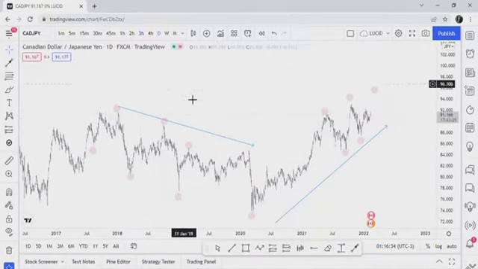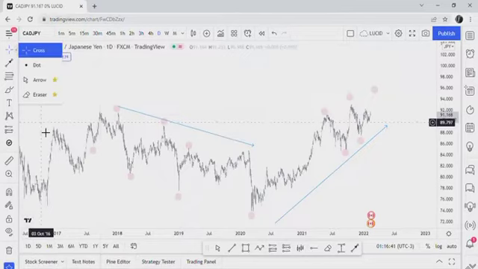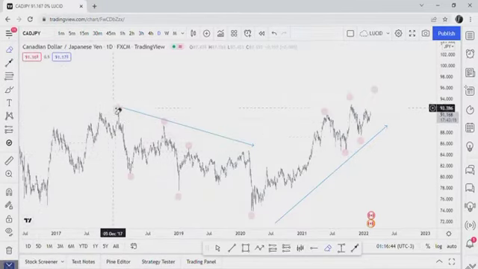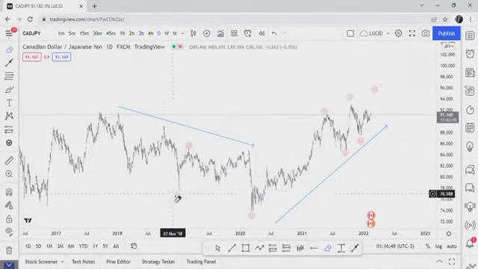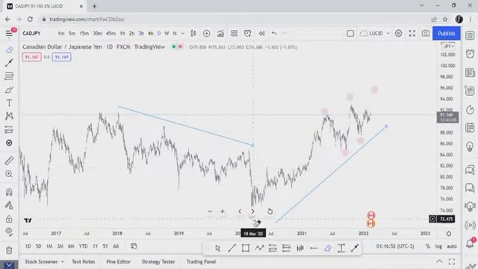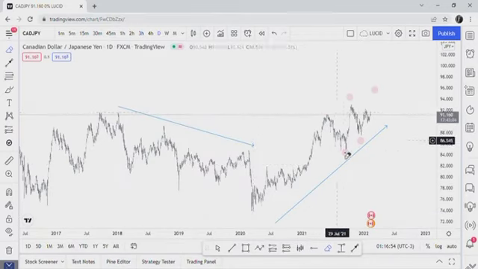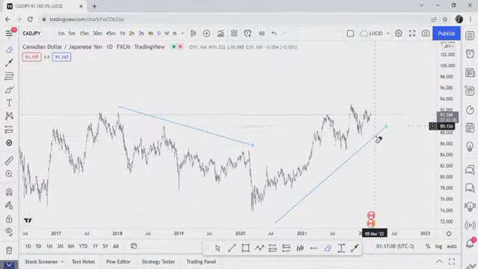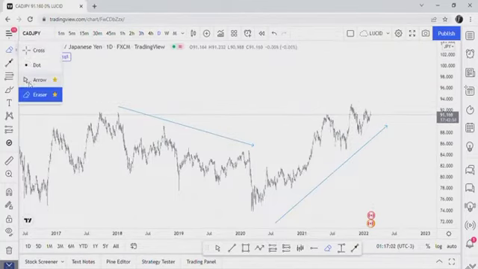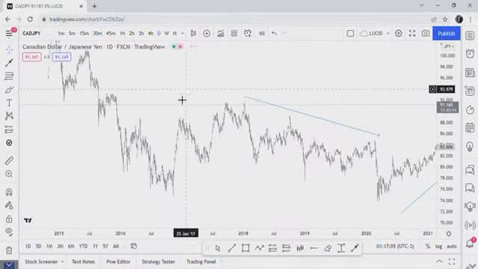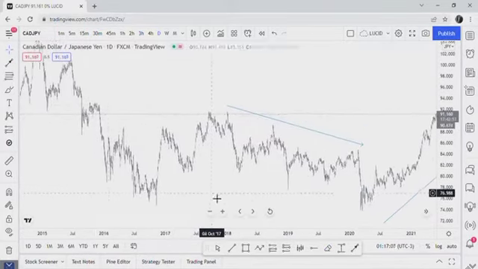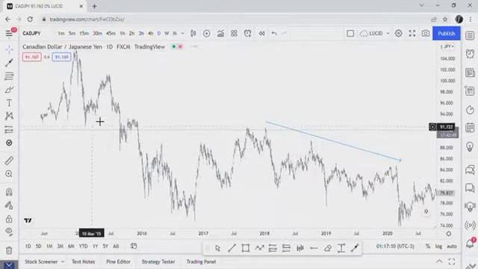So let's dive in and show you how you can map out these things on the chart, right? Okay, let's start here.